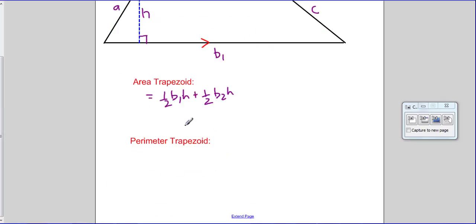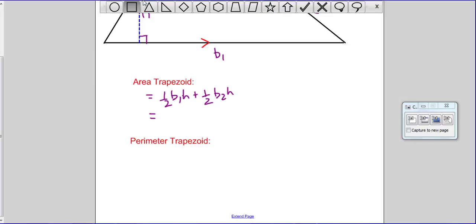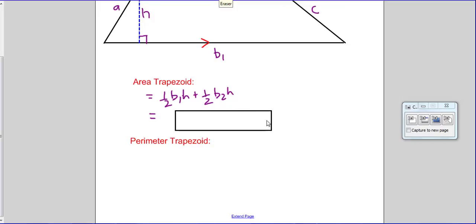Now, I can do what's called factoring, common factors. Notice both of these have a common factor of 1/2 because both these terms are multiplied by half. So I can pull a 1/2 out, and they both have an h in common also. So now 1/2 h times what gives me 1/2 b sub 1 h? Well, 1/2 times h times b sub 1 is equal to 1/2 b sub 1 h. The order that you multiply is not important.